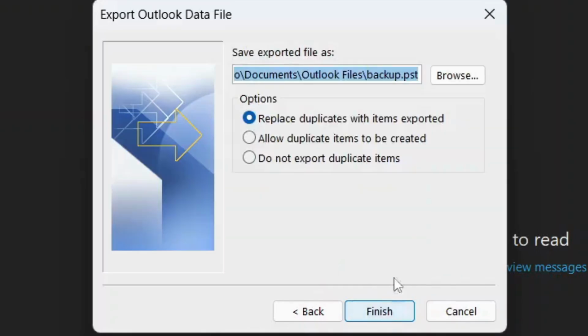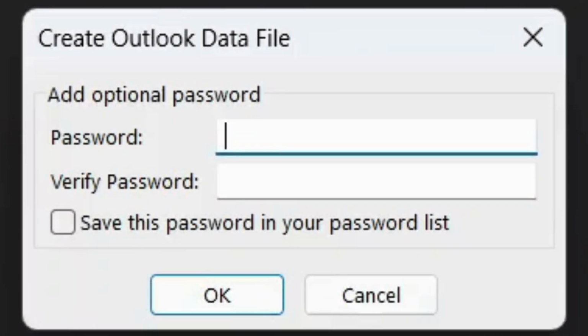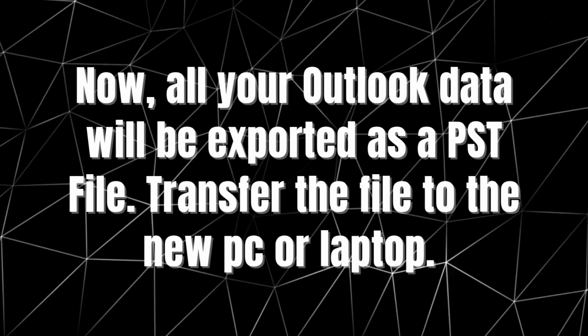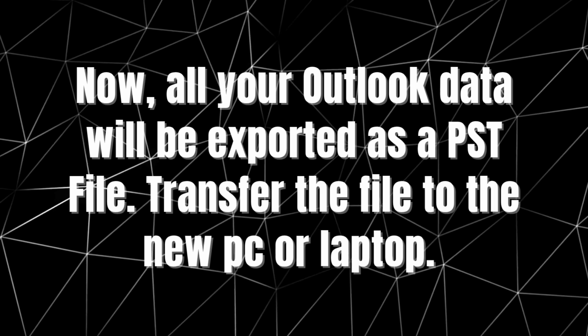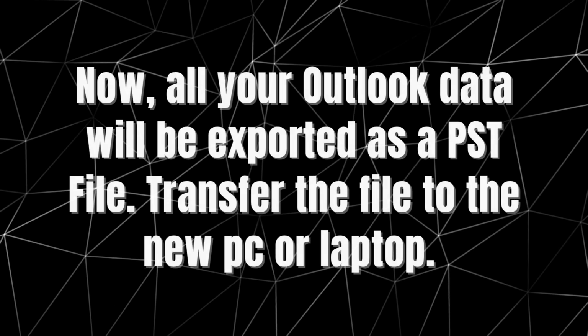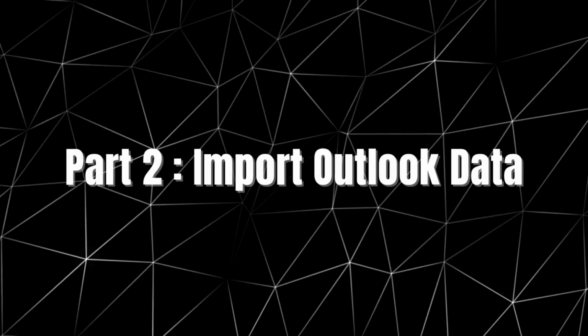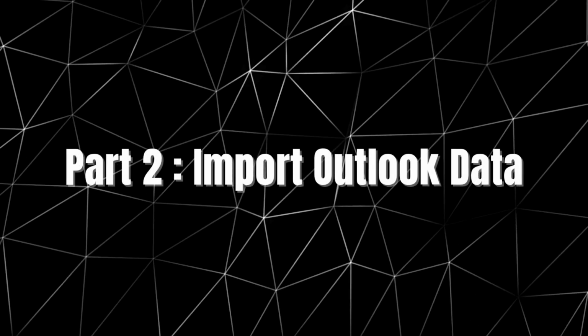Step 6. Select a file name, a save location, and then click on Finish. You will also have the option of adding a new password after. Now all your Outlook data will be exported as a PST file. Transfer the file to the new PC or laptop. Part 2. Import Outlook data in the new PC or laptop.